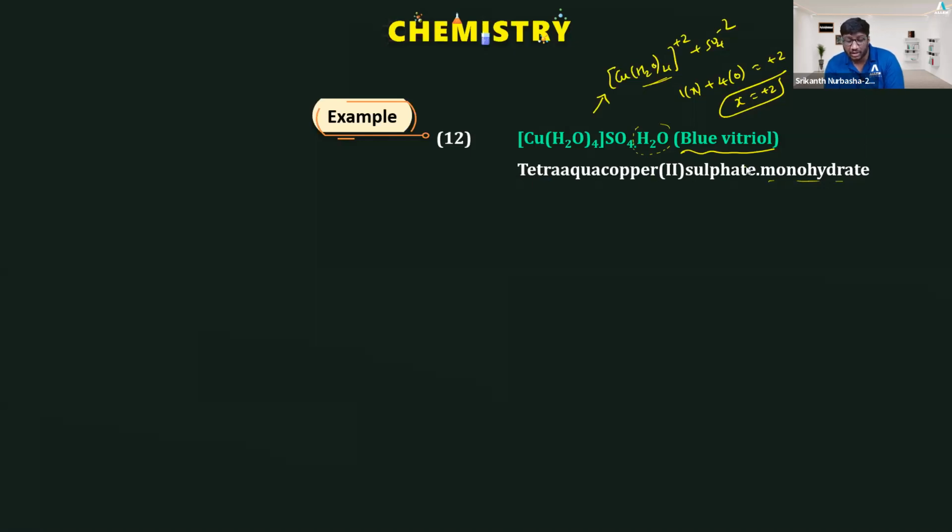Understand what I am saying? If the question asks for the IUPAC name of this particular compound, and the options are given like tetraaquacopper(II) sulfate without monohydrate in any option, then you have to choose this one. In case one option is tetraaquacopper(II) sulfate and another option is tetraaquacopper(II) sulfate monohydrate, then you have to choose this one. Got it?